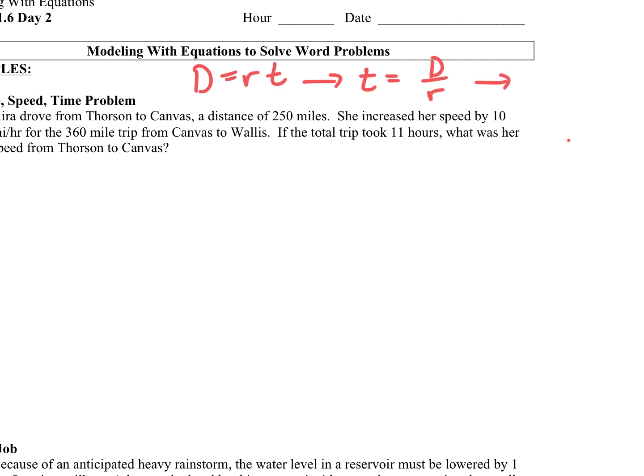And if we want to manipulate this and write it as R, what does R equal? D divided by T. So depending on what the question asks you, it might ask you how long something takes, or what was the rate that you traveled at, or what was the distance you traveled. You could pick any one of those three because they all come from that same equation.